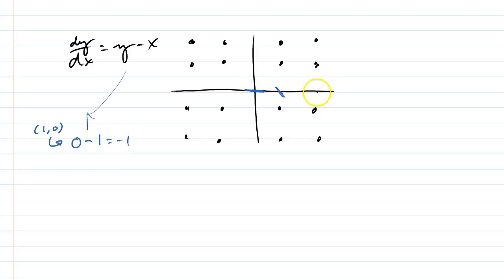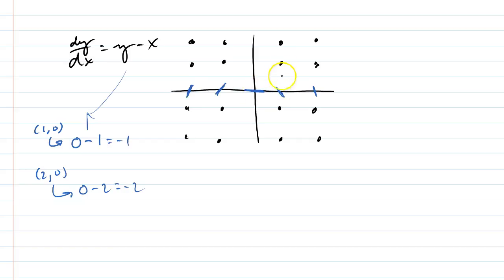Now, it's going to happen the same way over at 2, 0. At 2, 0, if you plug it into our derivative formula, it's going to be 0 minus 2 equals -2. Okay? And then let's keep going here. What about at -1? Well, 0 minus the -1 is +1, and you're going to have a slope of about +2 over here.